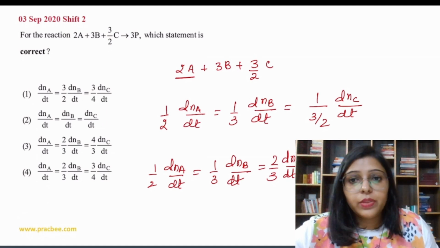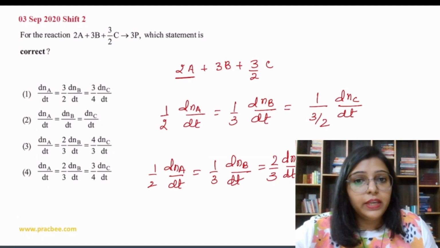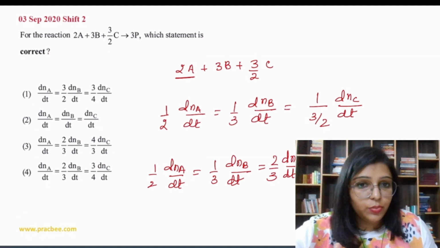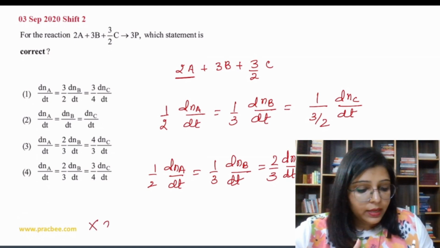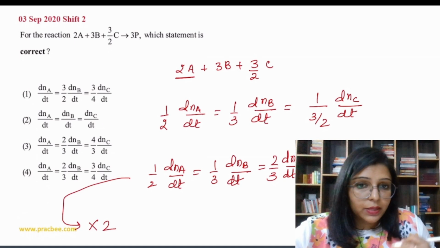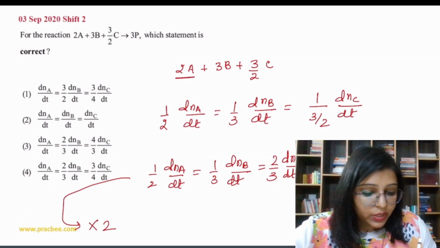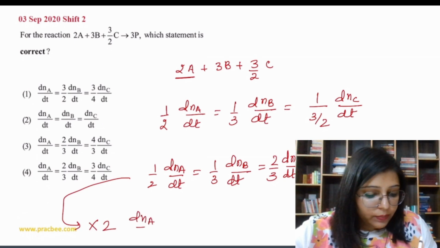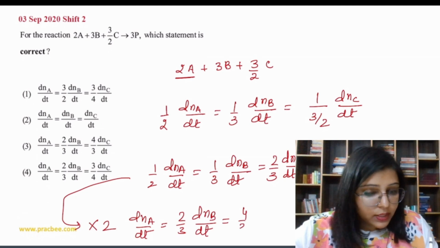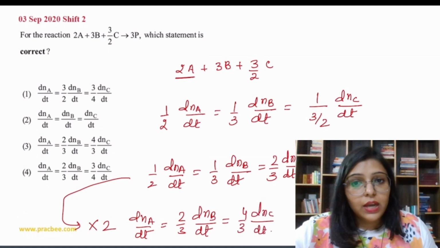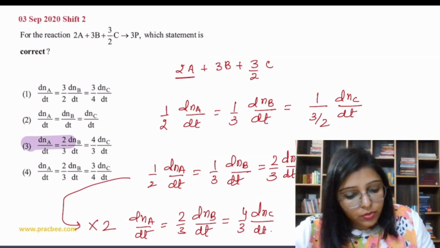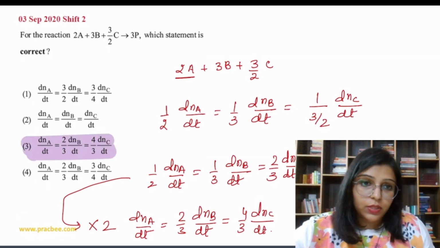Okay, now if you see the options, the dNA by dt coefficient is actually 1. So I am going to multiply this with 2. On multiplying the above equation with 2, we get dNA by dt is equal to 2 by 3 dNB by dt, which is equal to 4 by 3 dNC by dt. ठीक है? So the answer is going to be option number 3. So this is a simple question, right?